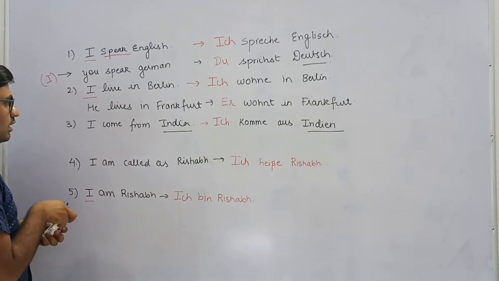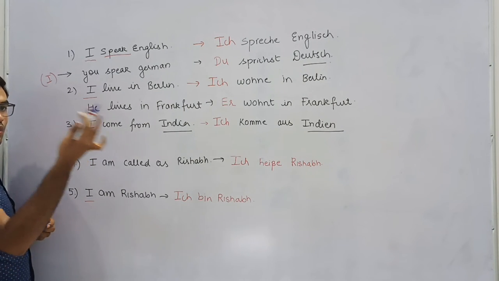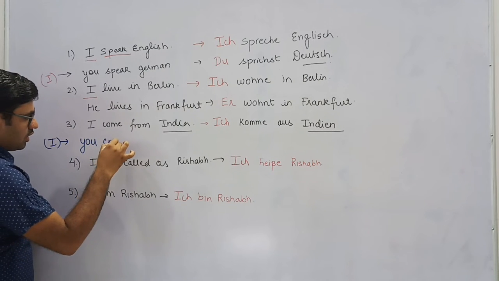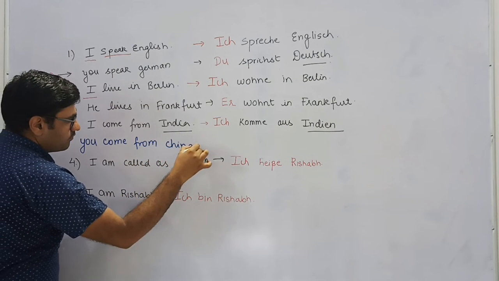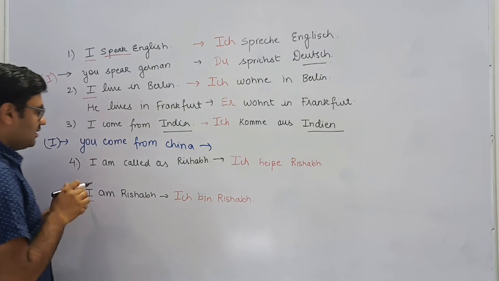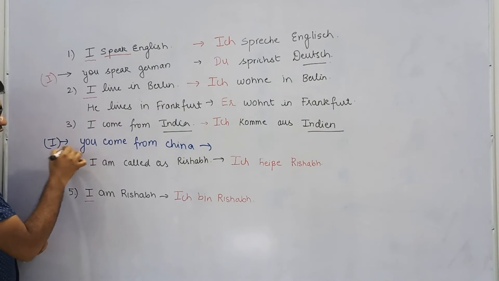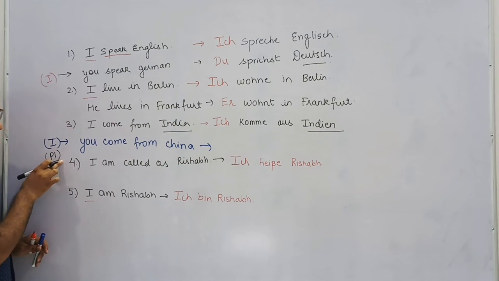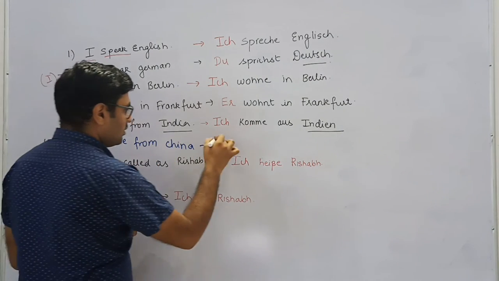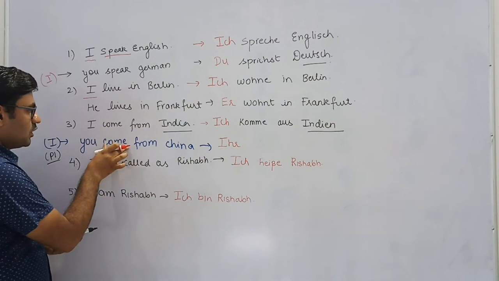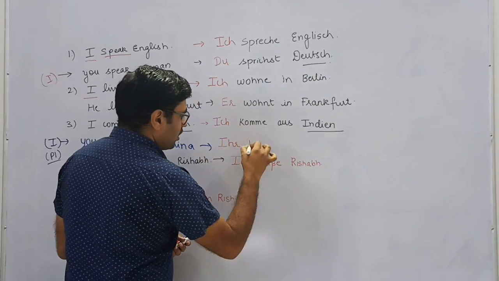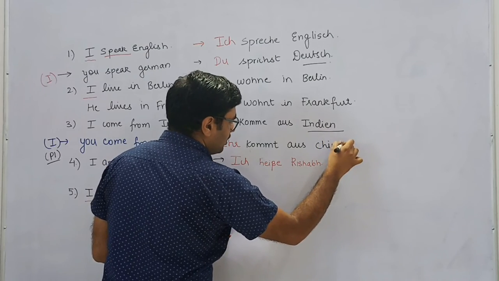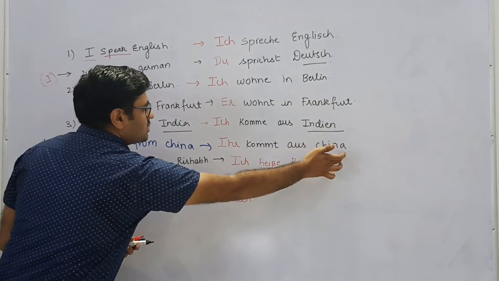I come from India. Okay, let's say, in informal sense, I'll say you all come from China. So how will I translate this? I'll say ihr, in an informal sense, and I'm talking in plural form, to more than one person. So for you all, it is ihr. Now come is conjugated according to this word ihr. So it is kommt. The verb is kommt aus China. So ihr kommt aus China.